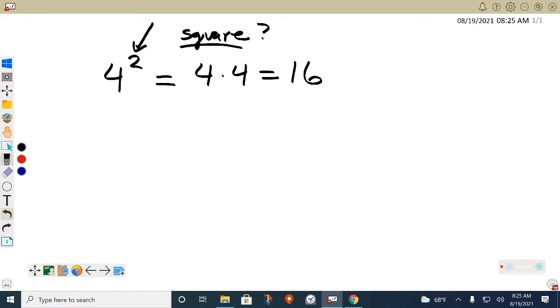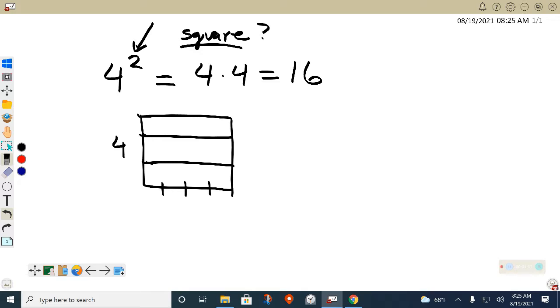Here's why. 2, 3, 4. So this side is 4, and 1, 2, 3, 4. So when you multiply 4 by 4, think of a quadrilateral, a 4-sided figure.